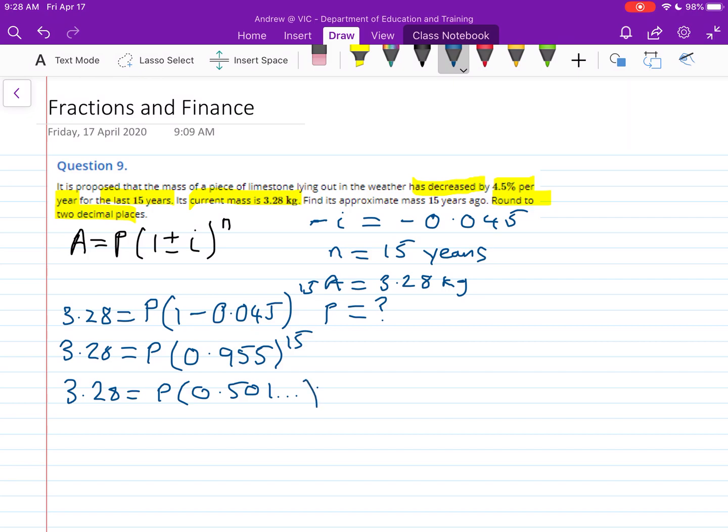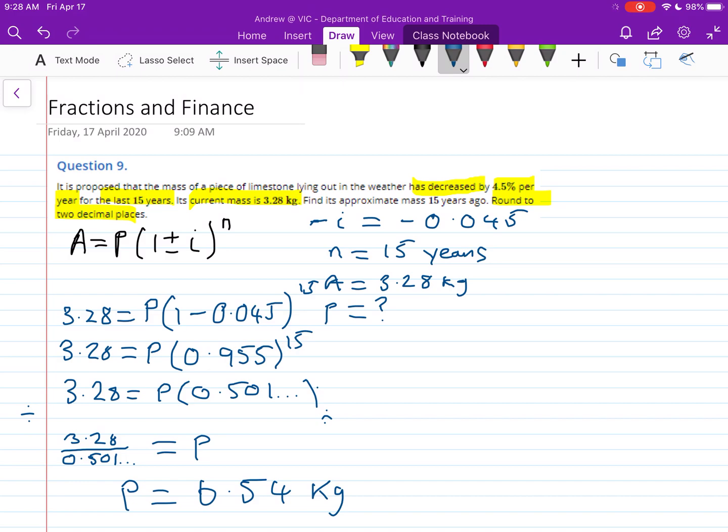So now we need to get P by itself, so we need to divide both sides by our 0.501, okay? And make sure you are dividing by all of this, okay? So if you are dividing by the whole answer you've got there, so P, this should come out hopefully as around 6.54 kilograms, okay? And this was the original amount that was there.